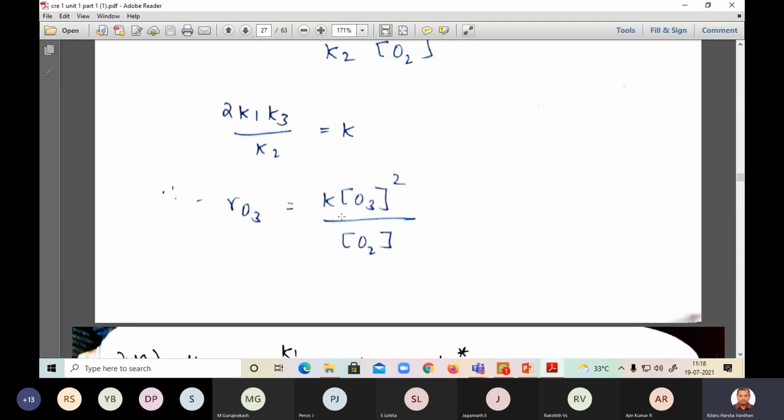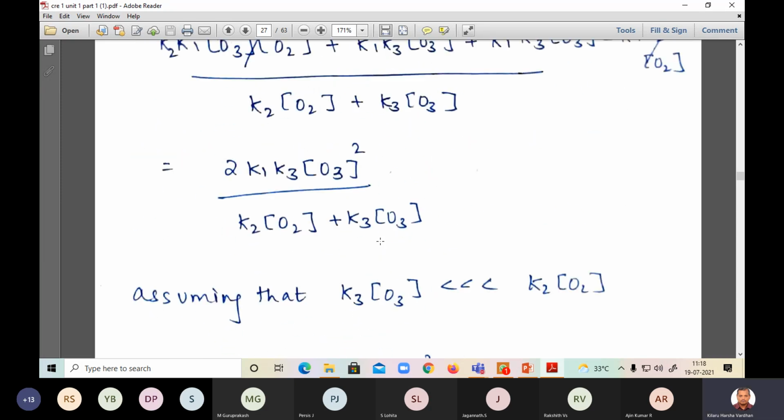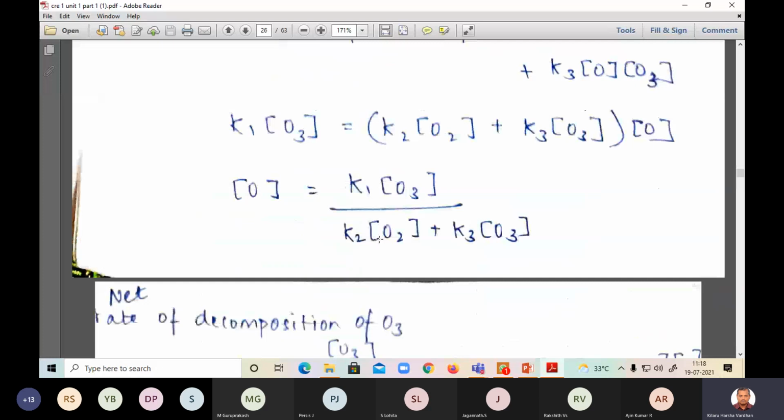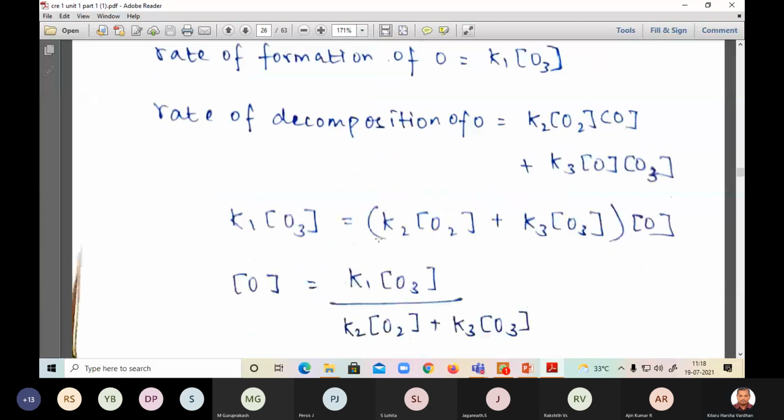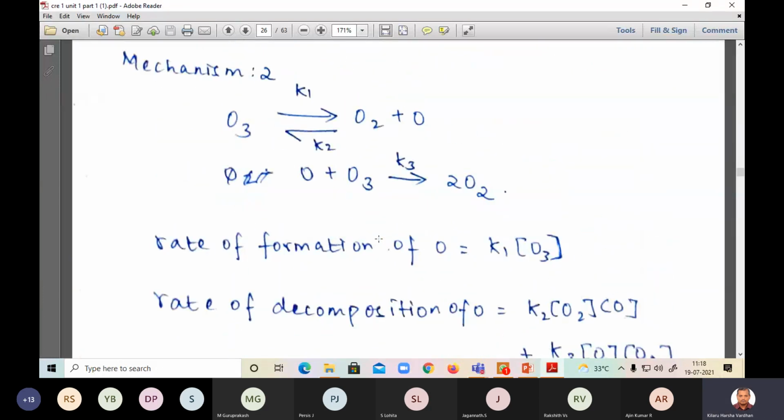Yeah, this is the final form. K O3 square divided by O2. That is what it should come, or O2 power minus 1. So the formed mechanism is wrong, what she did. Therefore, they will go for one more mechanism.